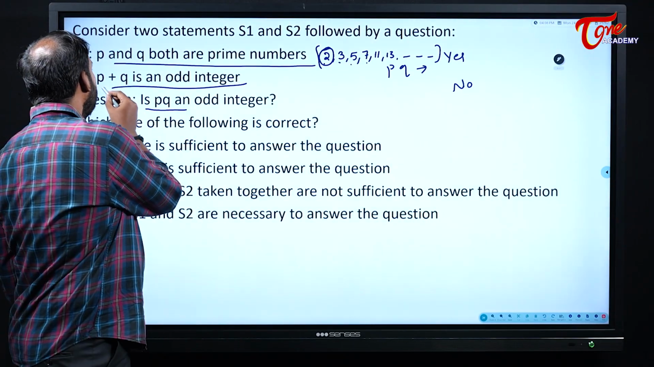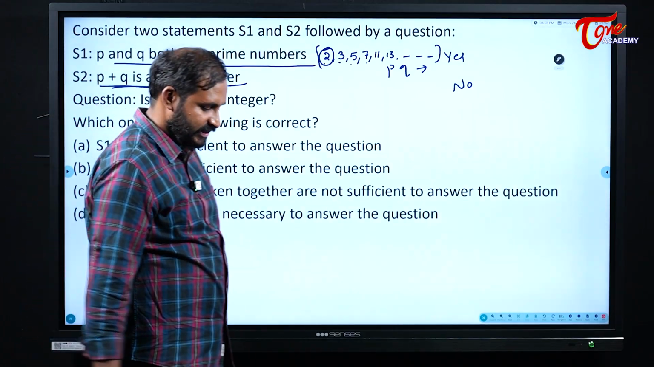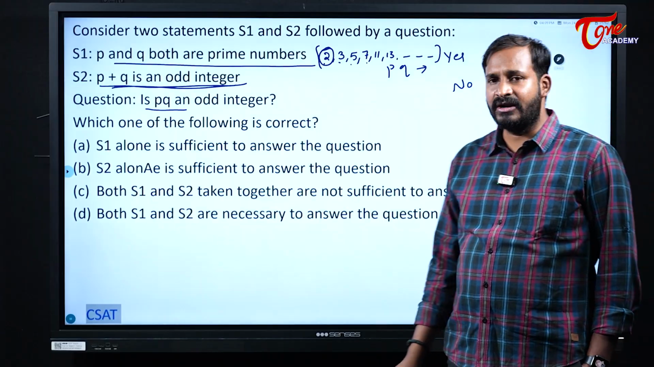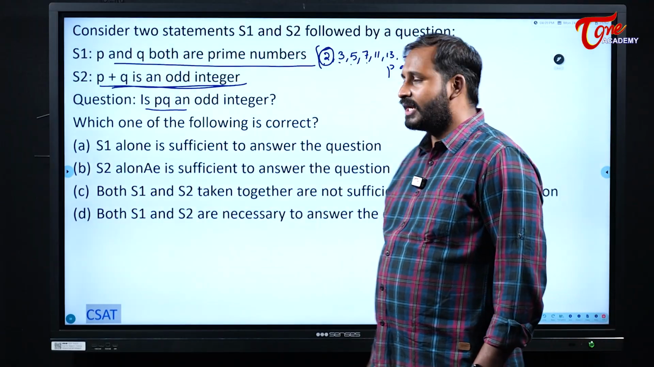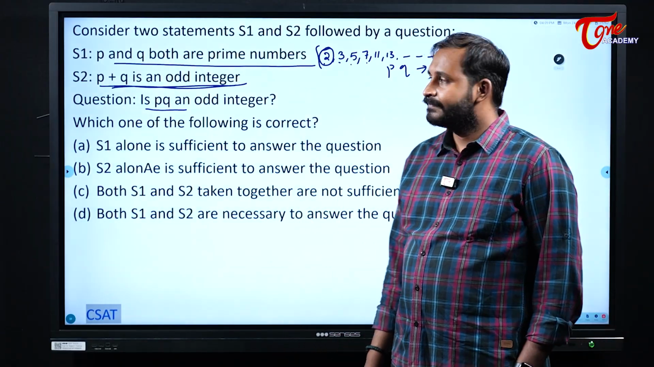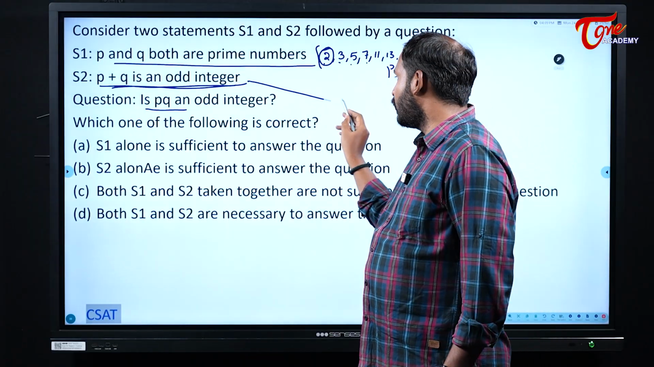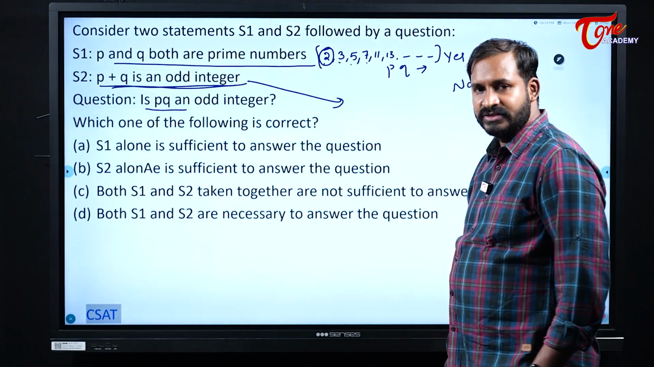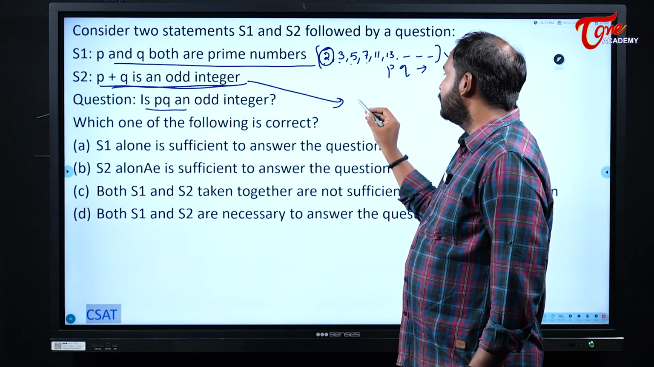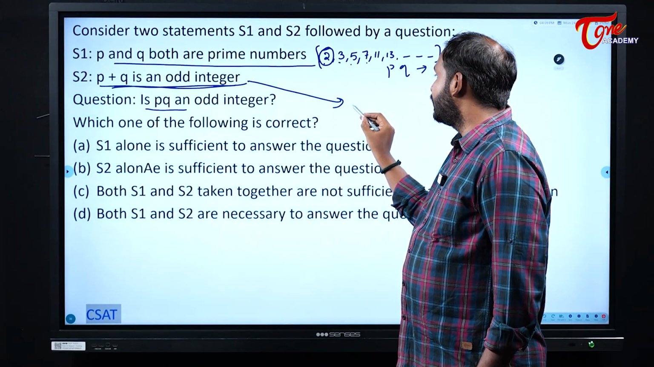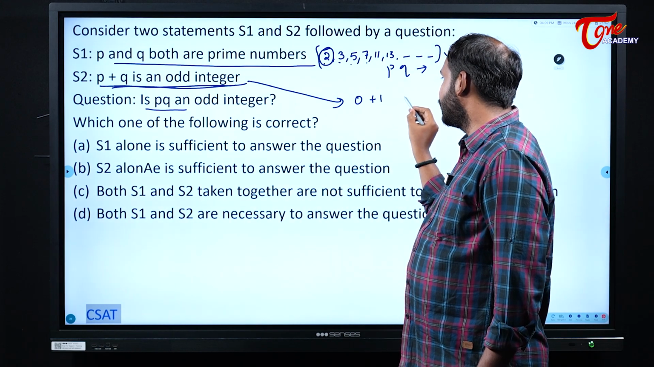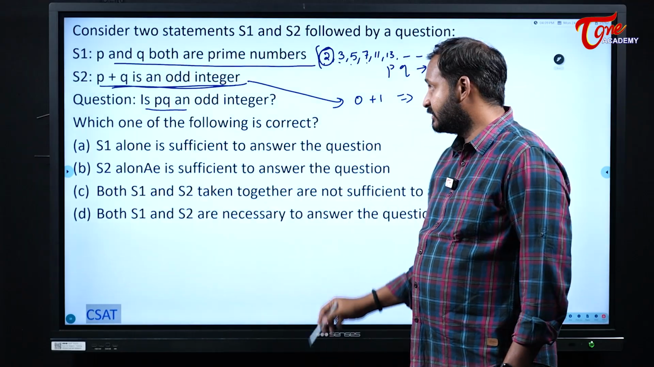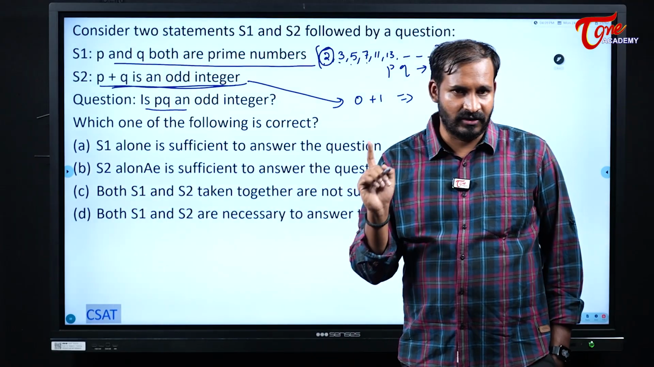Now, come to statement 2. P plus Q is an odd integer. Only statement 2 I have. P plus Q is an odd integer. When will I get PQ as an odd integer, students, tell me. By taking what values can I get an odd integer? If I take 0 and 1, I will get an odd integer. 0 with an odd, 1, we will get an odd integer. Odd with odd, definitely an odd integer.